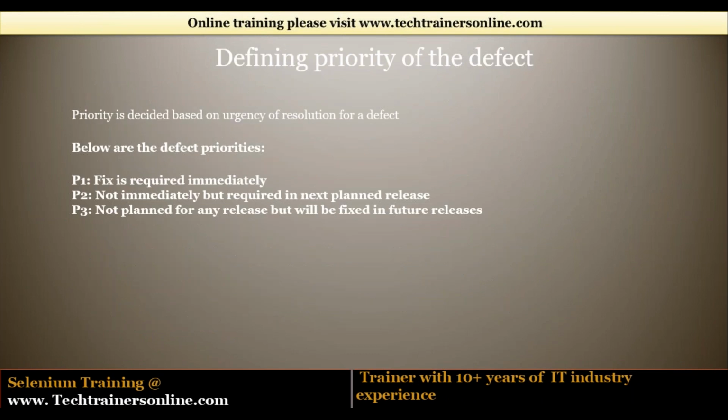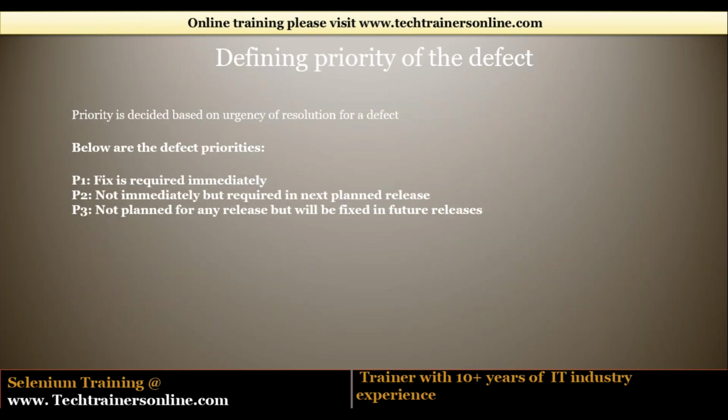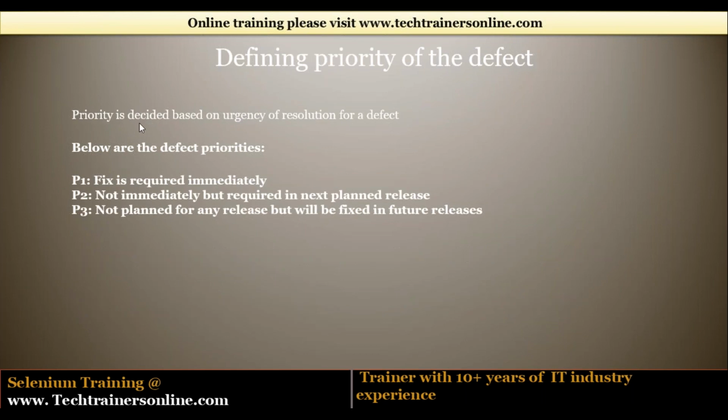Any questions? So I repeat the question again. Can I have a severity equal to critical and priority equal to P3? That's one case. And the second case, I have one defect with severity equal to low and priority equal to P1. Can I have this? You guys can think about it and let me know your answer in tomorrow's session.